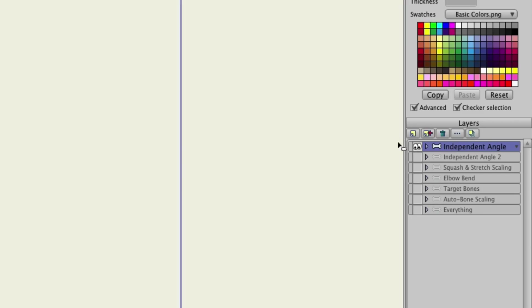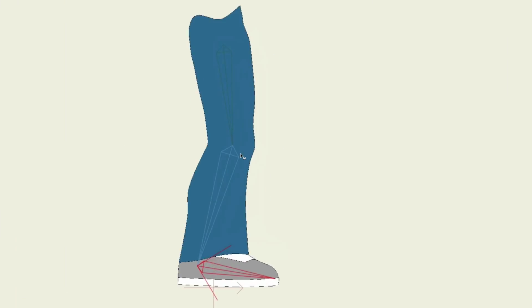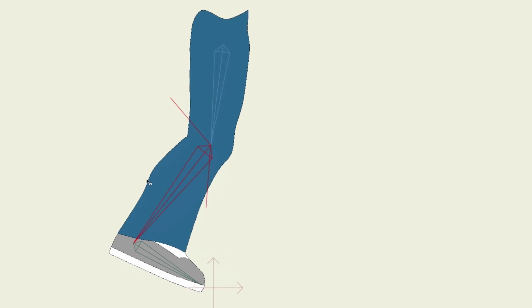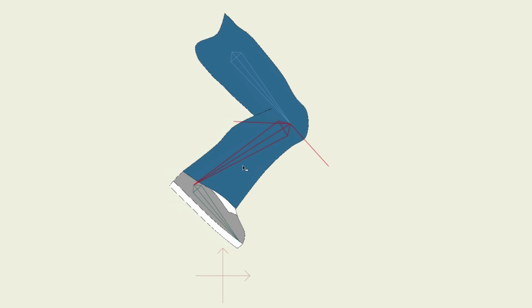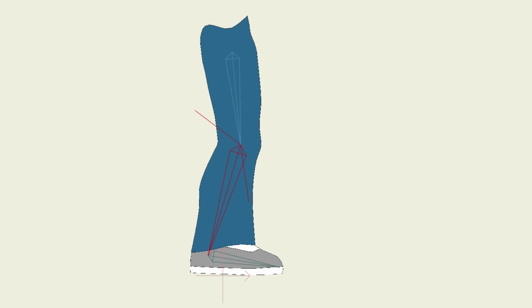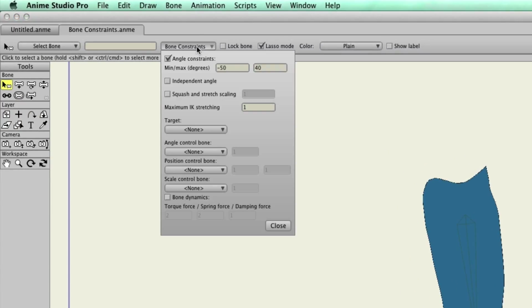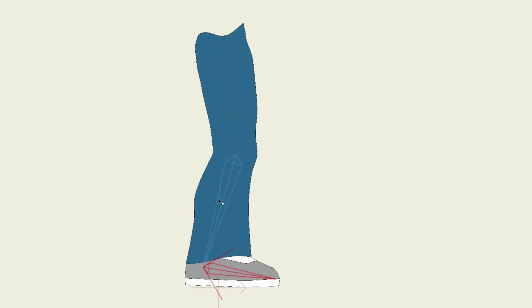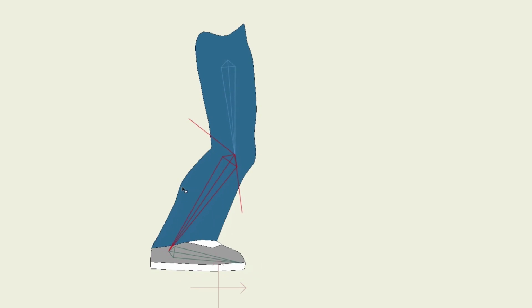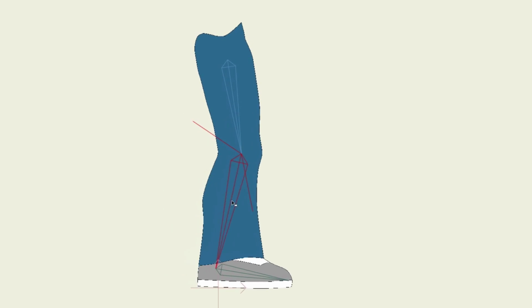So as an example, let's pull up here a leg. So we have our leg on screen. Now traditionally, if you move the leg around, you're going to have the foot follow it. So that's nothing new. But if we take the Select Bone tool, click on that bone, go into Bone Constraints, click Independent Angle, and close it. Now we move this around. You can see we have a much different effect going on here.